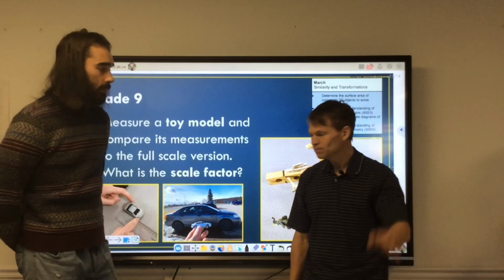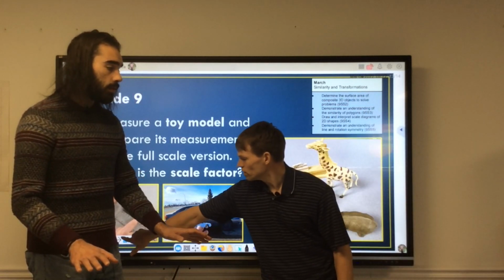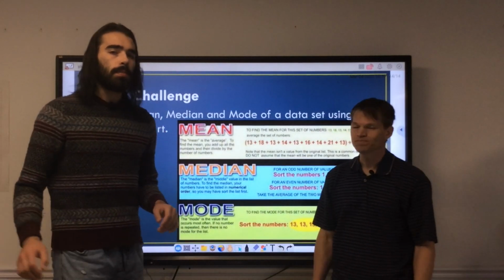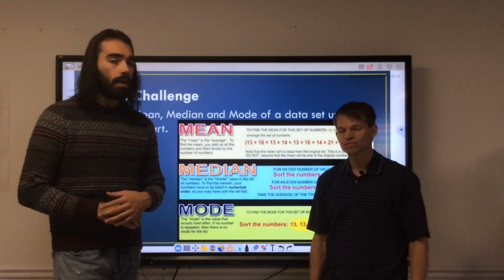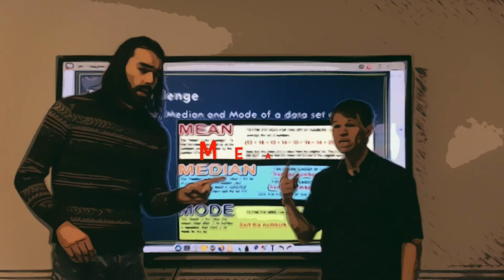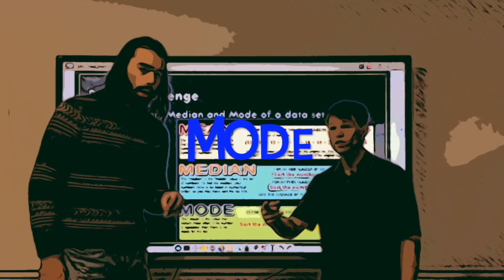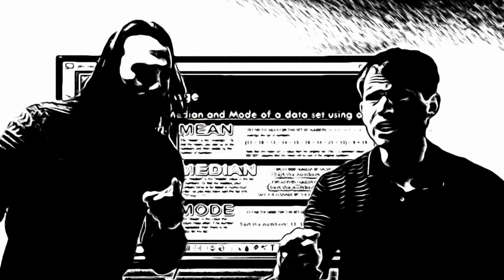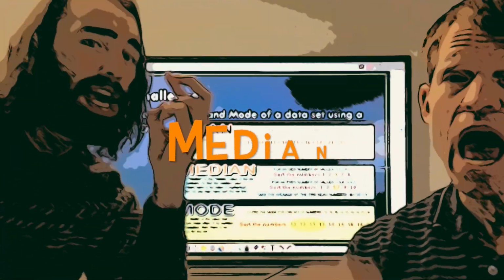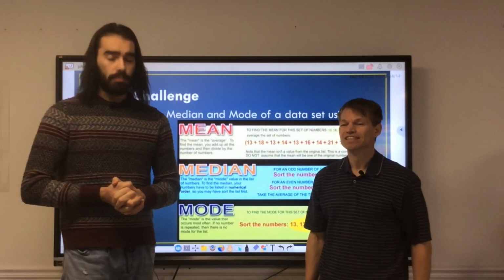Very cool. And we can't forget about the bonus challenge. The bonus challenge this month is using any graph you like and any data set you like. Can you find the mean, median, and mode?